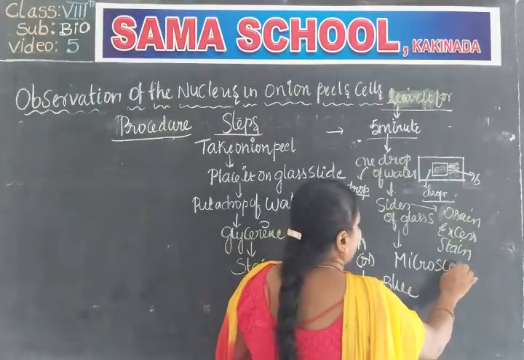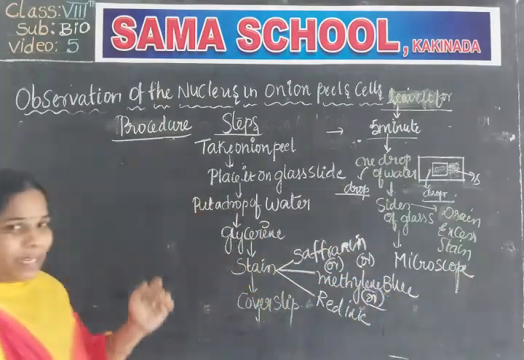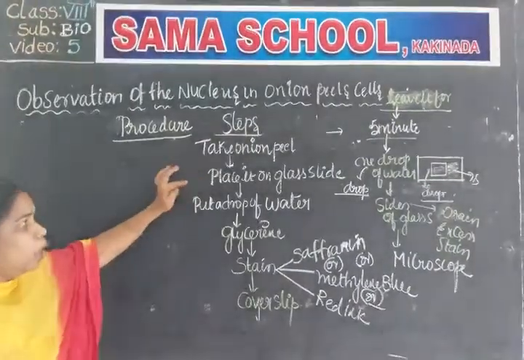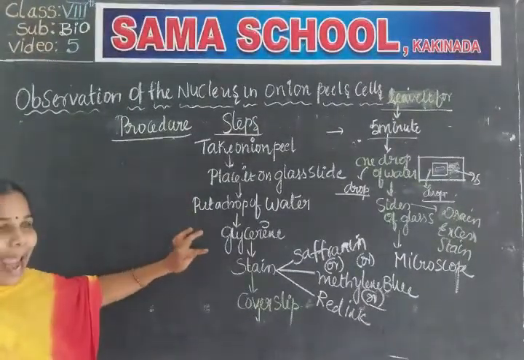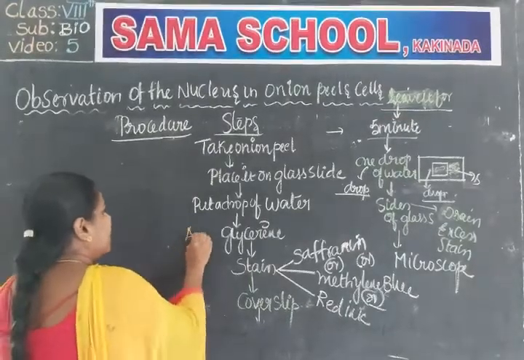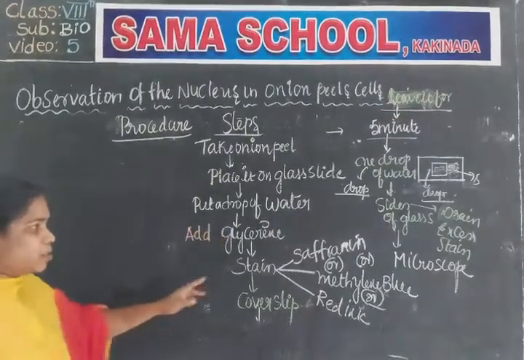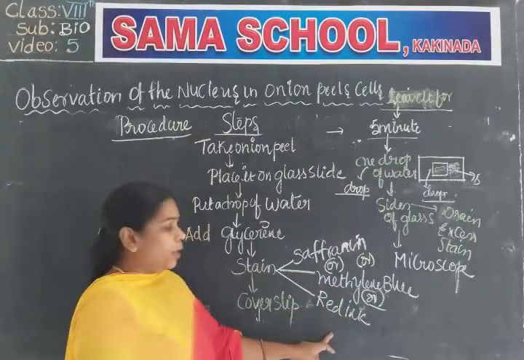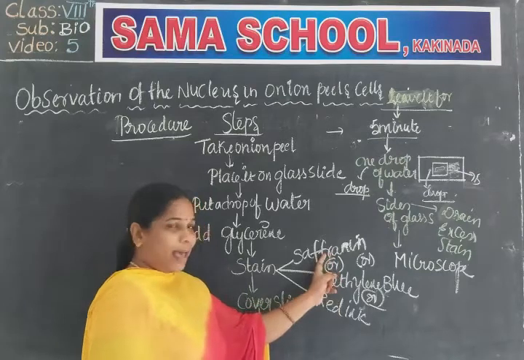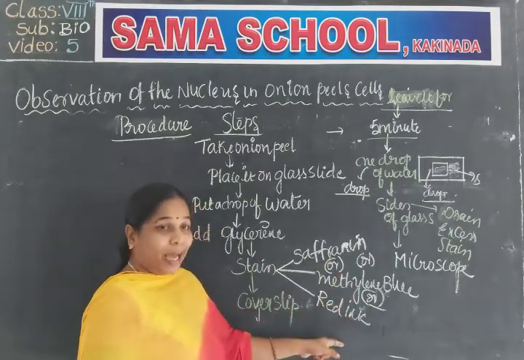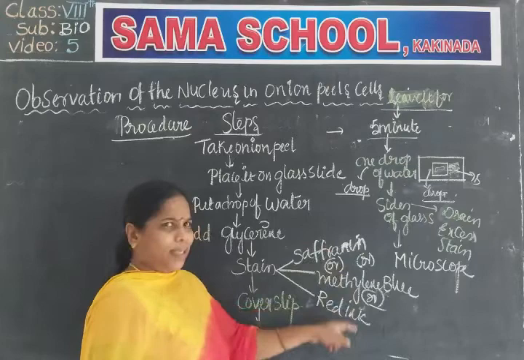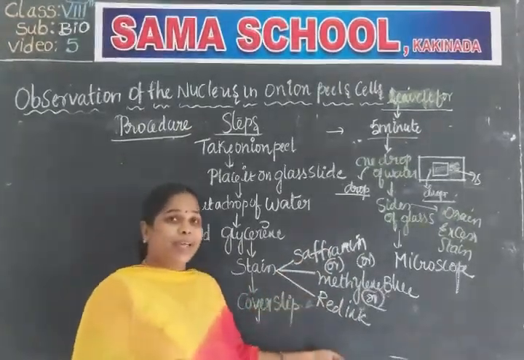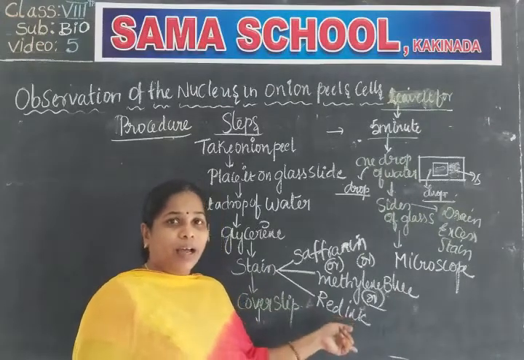So once again, I want to explain this. Everyone, please take an onion peel and place it on a glass slide. Put a drop of water, add glycerin, then add the stain, either saffron or methylene blue or red ink. This helps to stain the nucleus, and you can easily see the nucleus clearly in the cell.